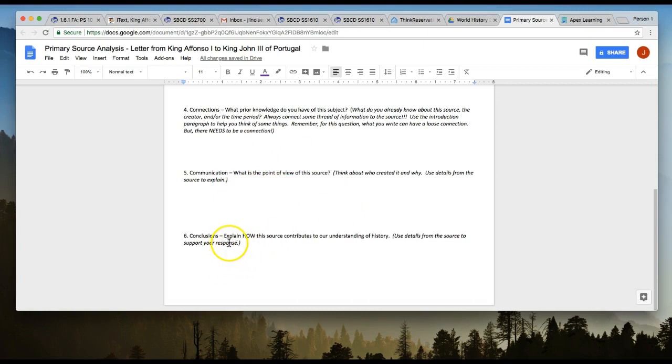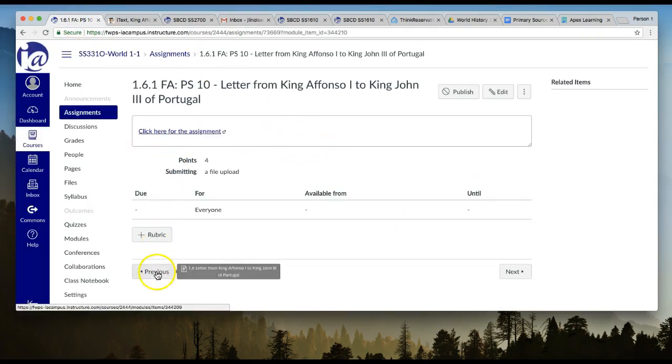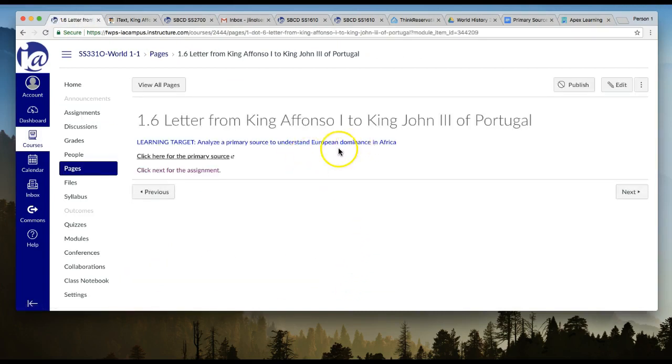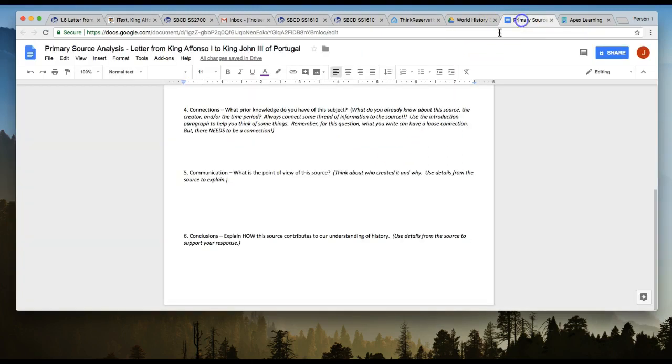And the last one, this is where you are explaining how this source contributes to our understanding of history. So in the context of the 1500s and European dominance, I'm going to go back one moment, European dominance in Africa, how does King Affonso's letter help us to understand what the Europeans were doing as far as dominance and control and power in Africa? Okay, so you will probably use a few sentences to answer number 6.